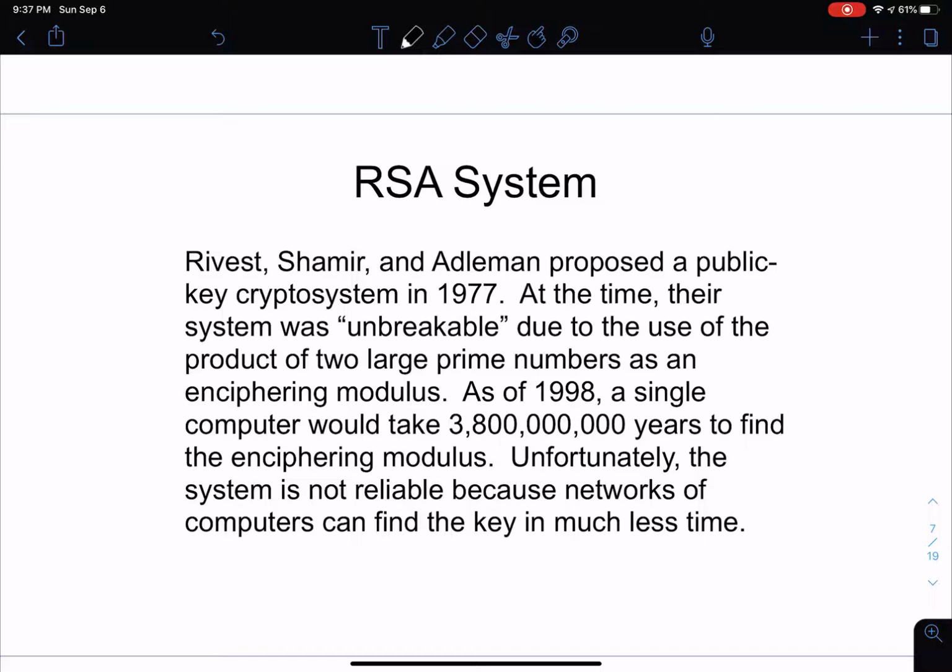They used two very large prime numbers, multiplied them together, and then used that product for their enciphering modulus. And as of 1998, this system was still basically unbreakable. A single computer would have taken 3,800,000,000 years to find the enciphering modulus. So at the time, it's like, well, that's not going to happen. It's a pretty secure system. But that's a single computer. If you start networking computers, that speeds up a lot faster. So then it becomes more doable to break.